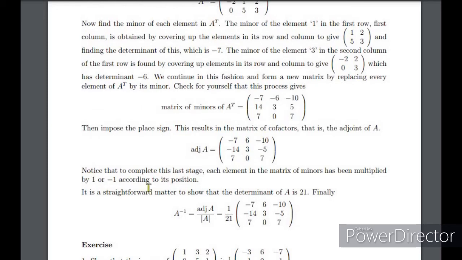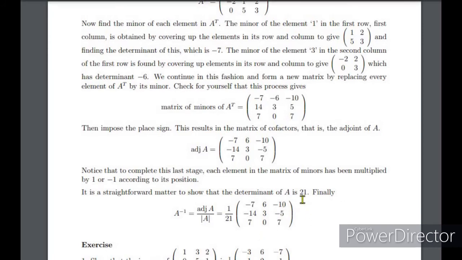So next, notice that to complete this last stage, each element in the matrix of minors has been multiplied by 1 or -1 according to its position. Yes, because we have applied the rules of the sign. Okay? So it is a straightforward matter to show the determinant of A is 21.